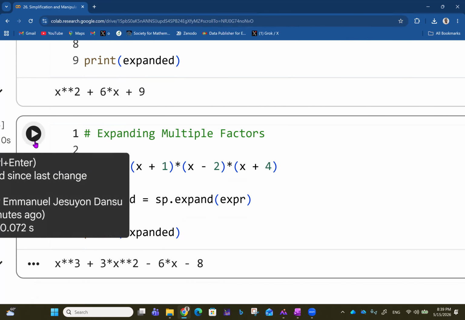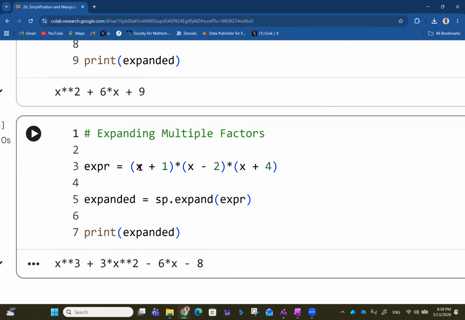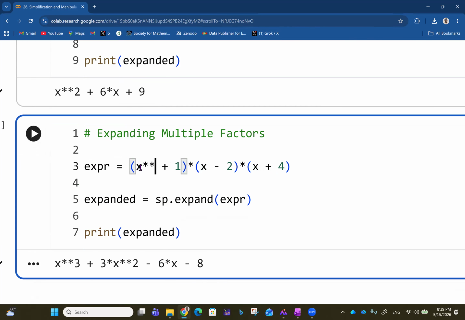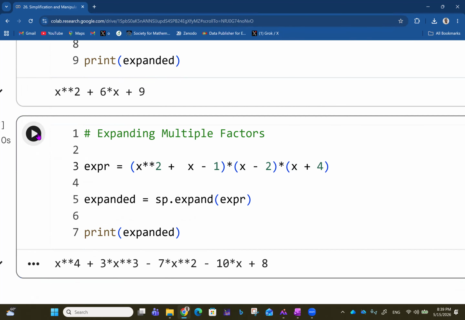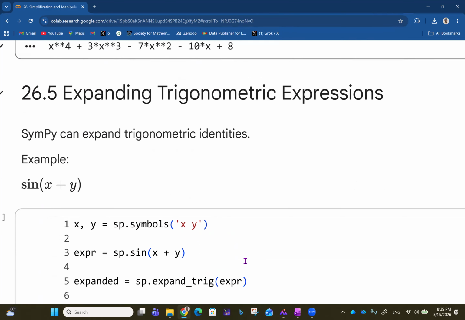What if I make it x squared in here, x squared here, plus x minus 1? That's also possible. We now have something of order 5 instead of order 3. So it just does it in a blow. Now, expanding trigonometric expressions.